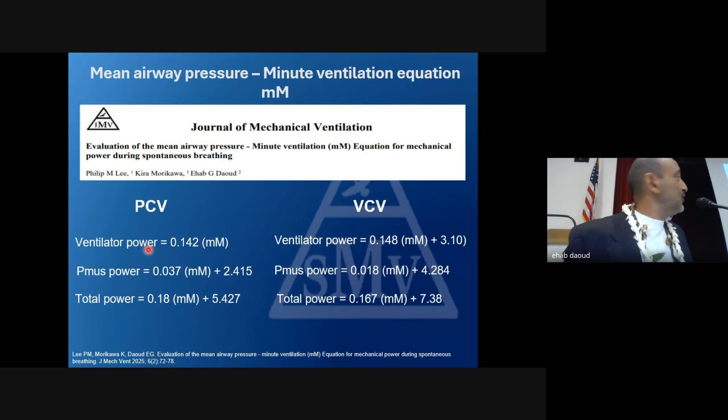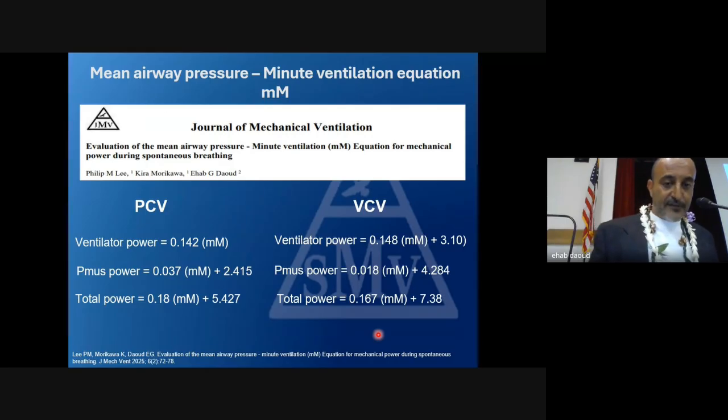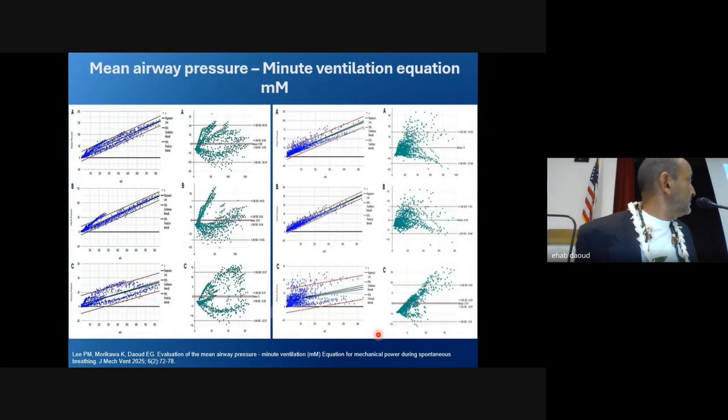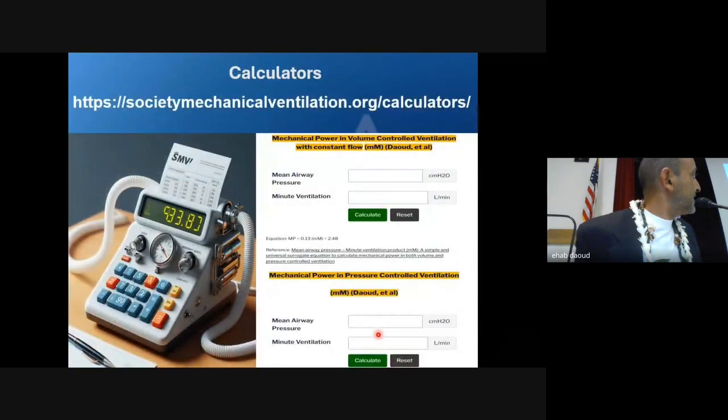And we went sophisticated this time, because instead of calculating only the mechanical power, we divided the power into the power that the ventilator is giving, the patient's own power, because the patient is working, and the total power, in both pressure control and volume control. And we came up again with equations. Of course, there are different equations, so if you're going to use this M&M, you have to know whether the patient is passive or active. Again, the same scatter plot.